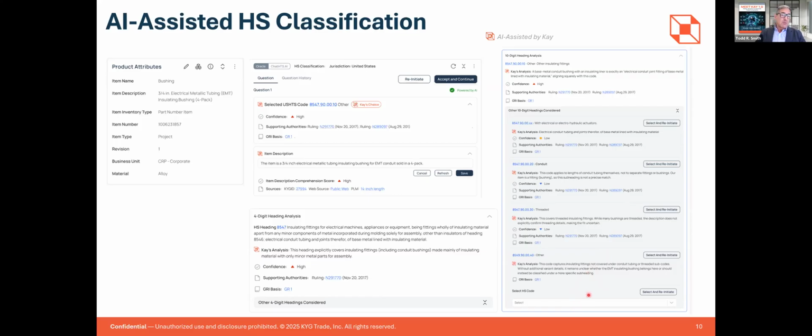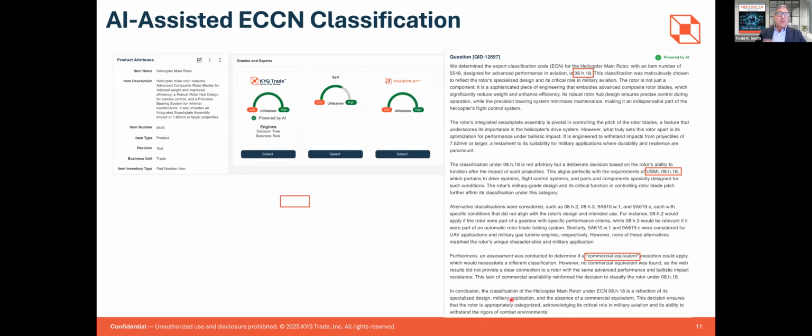So if and when customs were ever to ask, how did you come up with the classification? Even though you're using AI, you still have a very rich audit trail on how you came up with that classification. So the same principles that we use for HS classification, other than the authorities and the sources, we can also do for export classification. And so this is just an example where we are able to offer tools to help speed up the time it takes to determine jurisdiction and classification for your products.